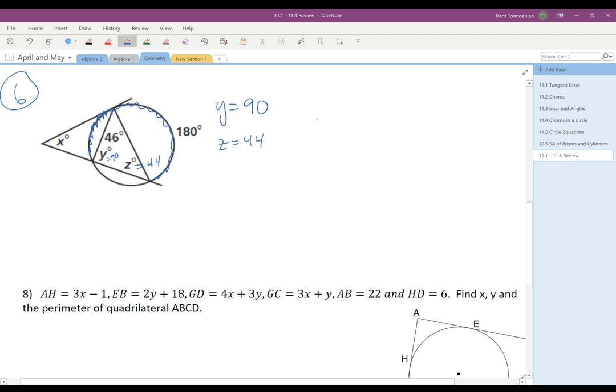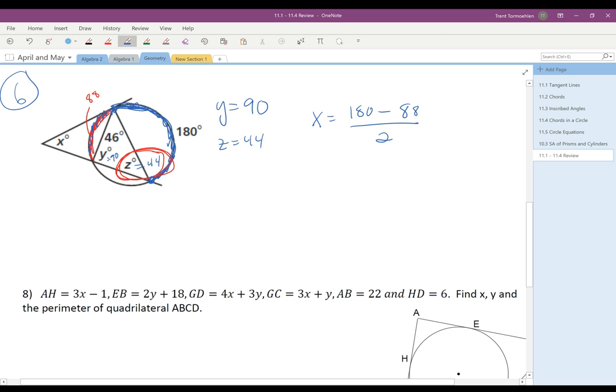Now to find x, we have to look at the intercepted arcs, one of which is just this 180, right? That is from this point to this point, which are the intercepted arcs from that angle. And then we need to subtract from it the other intercepted arc, which is this arc right here. That arc is just the intercepted arc from z, and so it is exactly double z, and since z is 44, we know that this arc is 88. So we just do 180 minus 88 divided by 2, applying that formula we know.